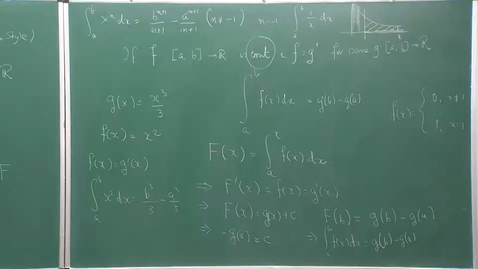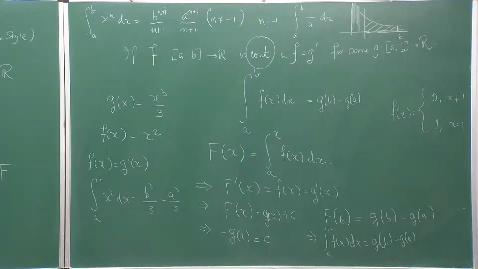What can be said if we are just concentrated on integrable functions, a bounded function which is Riemann integrable? If you take any integrable function, and if f is equal to g dash for some g, then even for such functions, the integral from a to b of f x dx is g b minus g a. So, that is what I am going to write down.